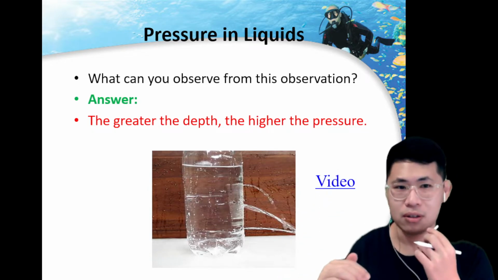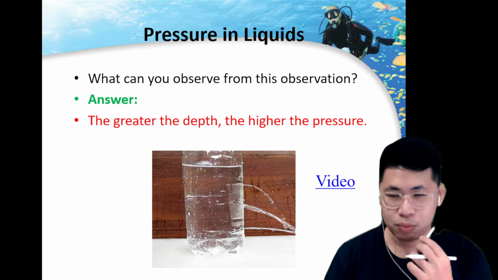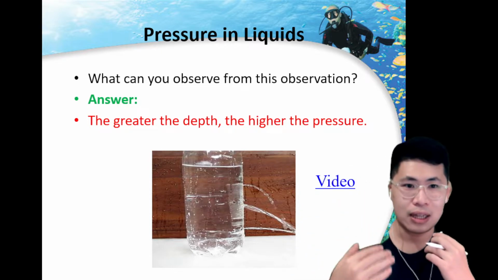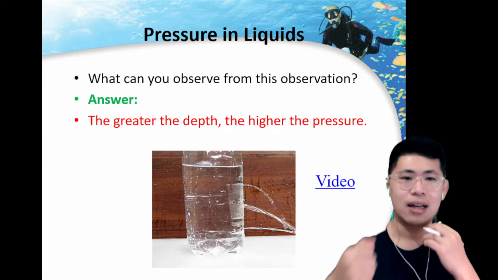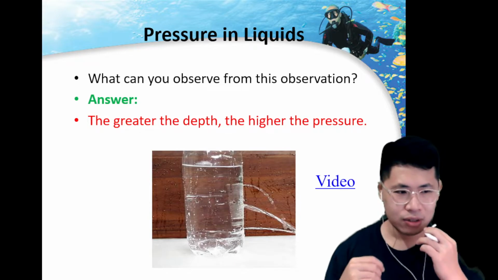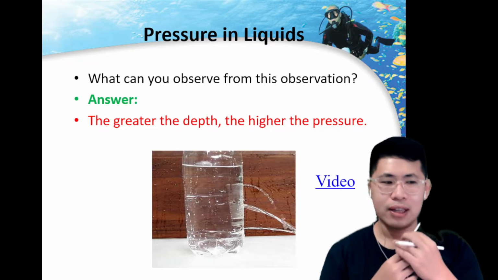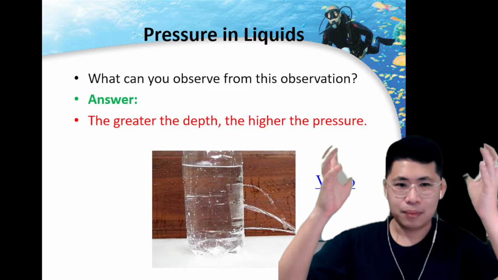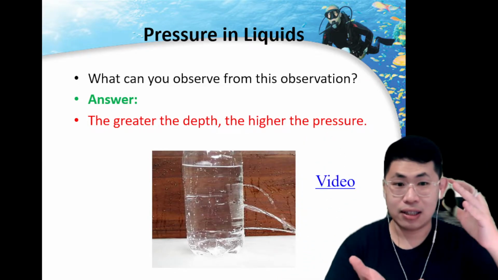So what we can say from this is that at the deeper parts of the bottle, you get a higher pressure, right? So one more time, at deeper parts you get higher pressure. So the greater the depth, the higher the pressure. Okay, so why is this so? Because you can think of it in terms of the water having a certain weight.